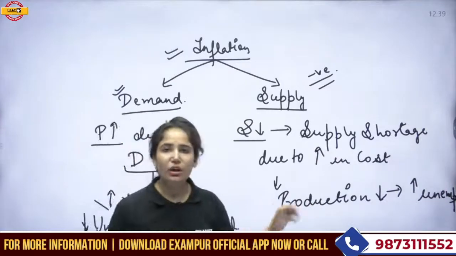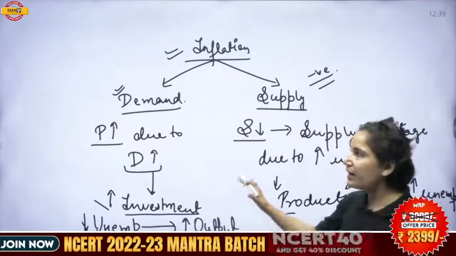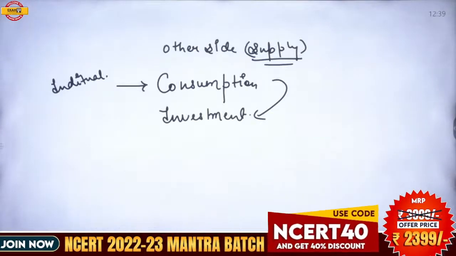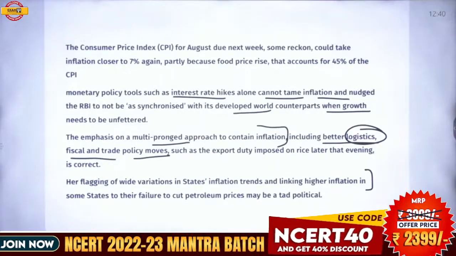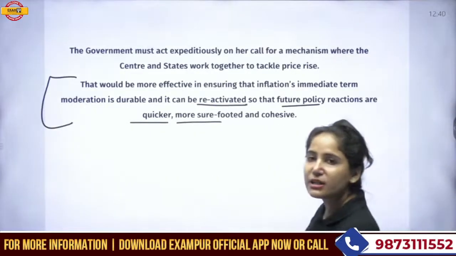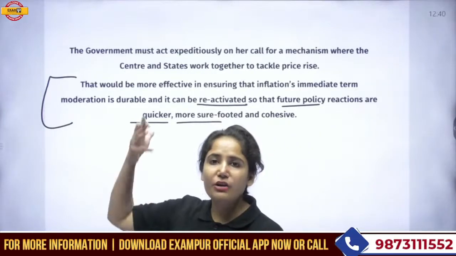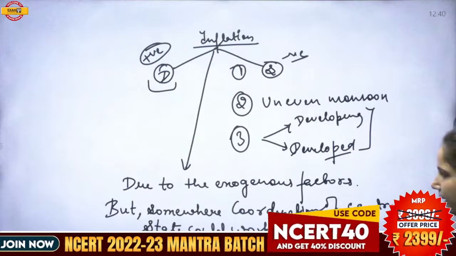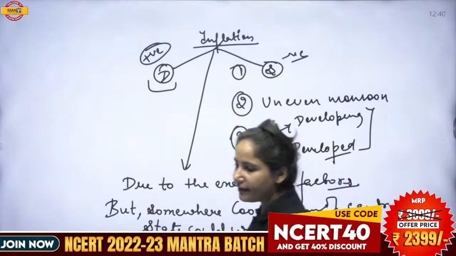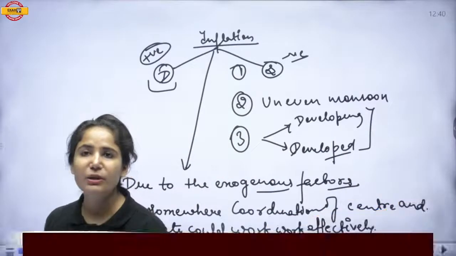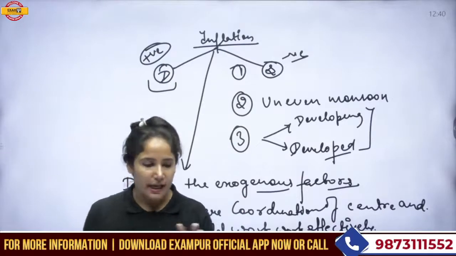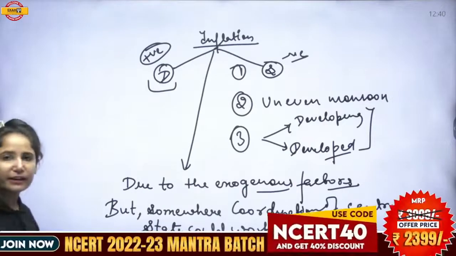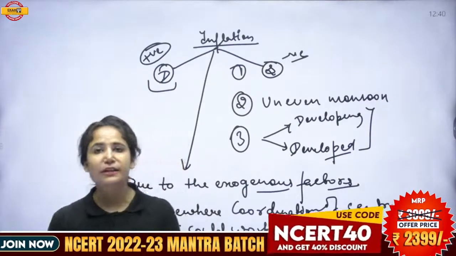This is what has been discussed in the article. What is required in order to control inflation right now? Inflation has been caused by an exogenous effect. We cannot have control at the international level. Where we can have control is on our policies. Due to the exogenous effect, if we increase collaboration between state policies and central policies, we can have a grip. Coordination could work effectively in order to control inflation, which is the need of the hour.